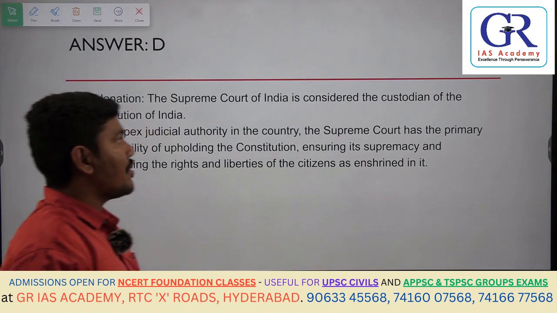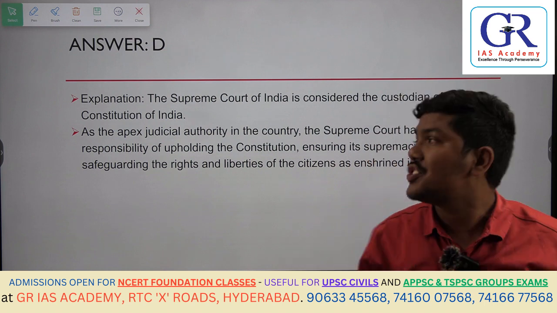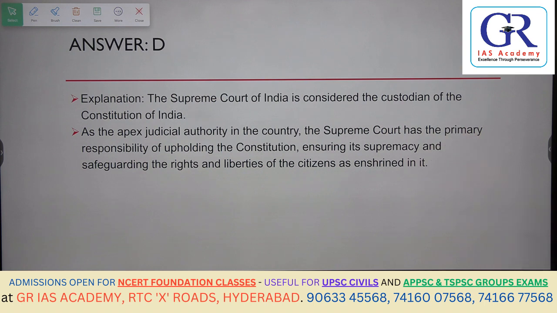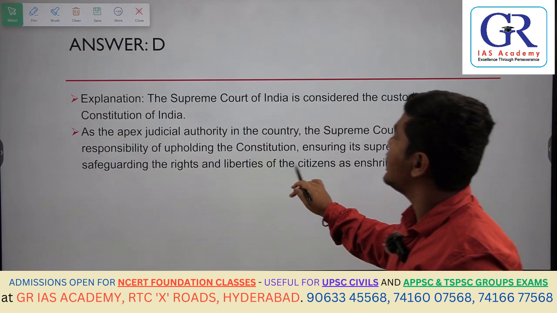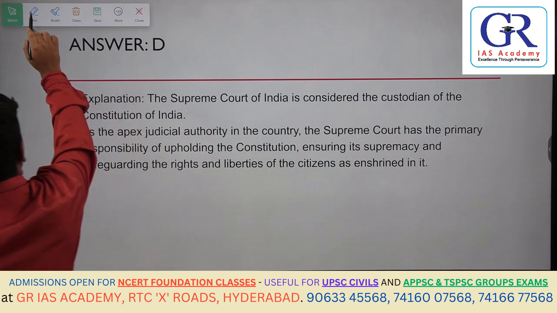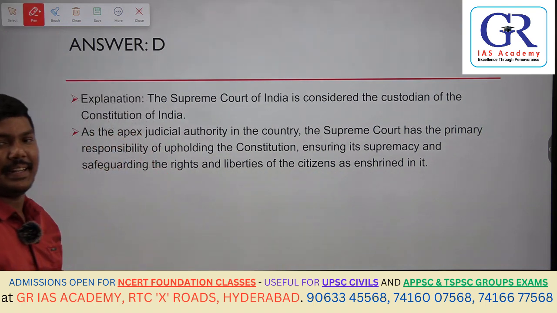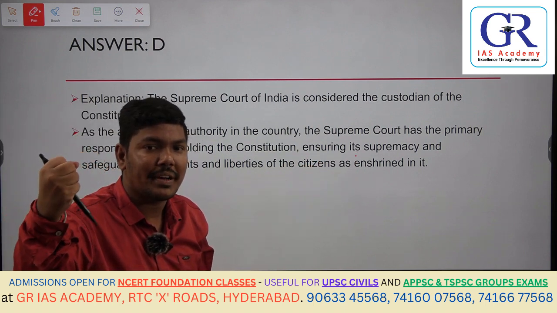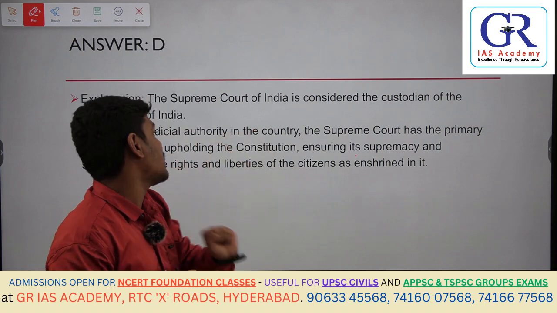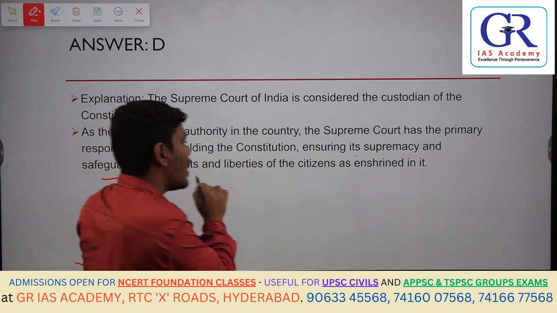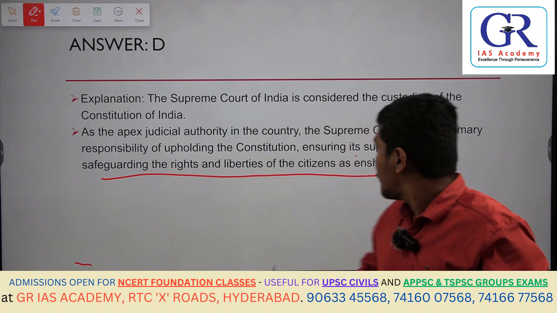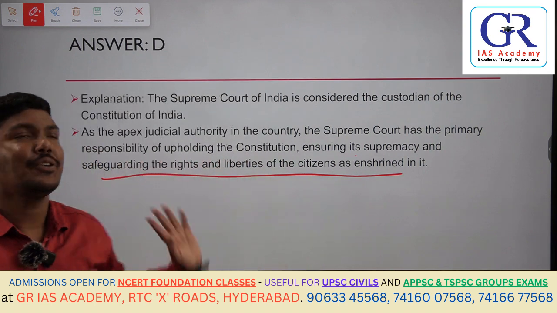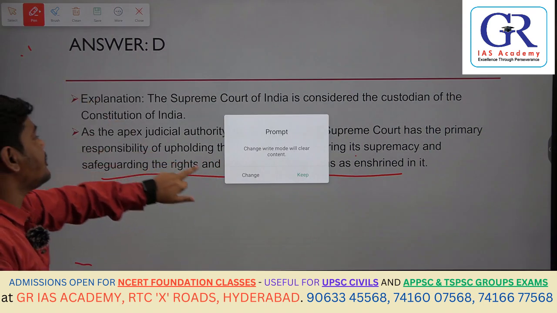You can see the Supreme Court of India is considered as the custodian of the constitution. As the apex judicial authority, the Supreme Court has the primary responsibility in upholding the constitution, thereby ensuring its supremacy and safeguarding the rights as well as the duties that are enshrined in it. Two objectives. Number 1, ensure its supremacy. The Constitution's supremacy has to be ensured by the Supreme Court, and at the same time it should also safeguard the rights and liberties of the citizens. Like for example, fundamental rights we have talked about. It is the duty of the Supreme Court itself to protect it. Done.